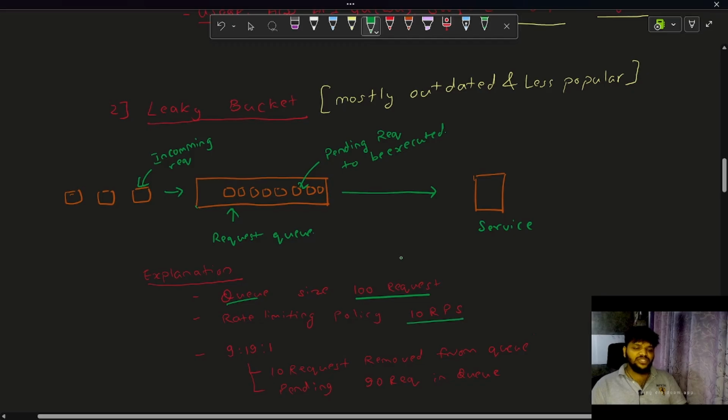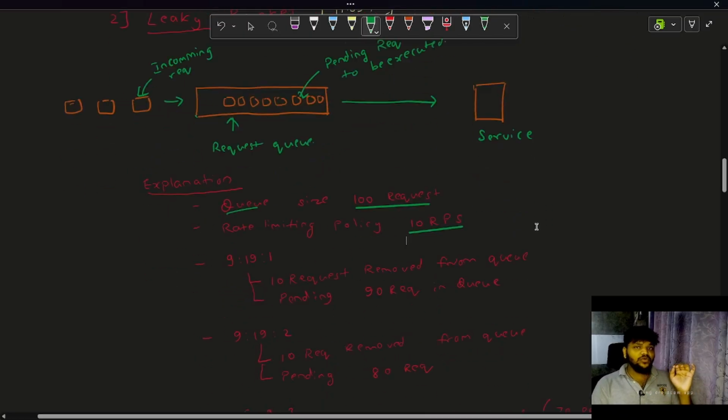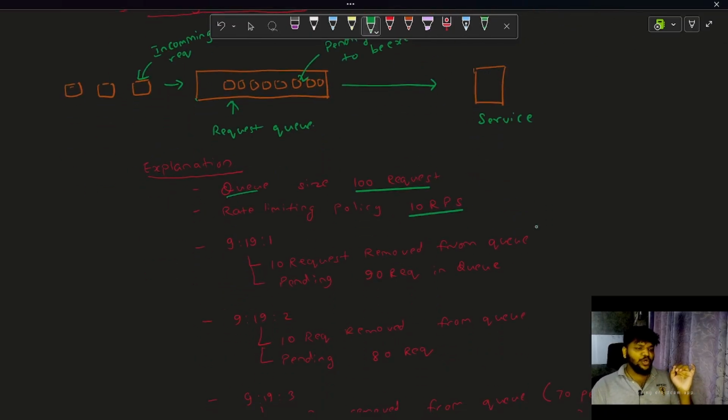The rate limiting policy is 10 requests per second. So I am getting 100 requests, saving them in the queue, but my RPS is 10 requests. Don't assume my queue size is equal to my RPS. No, queue size is different, RPS is different. So how does it work? Let's say my queue already has 100 requests. On 9:19:1, the first second, 10 requests were removed from the queue because the rate is 10 requests per second. So every second, 10 requests will be deducted from my queue.